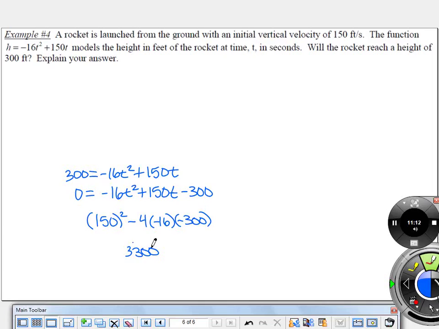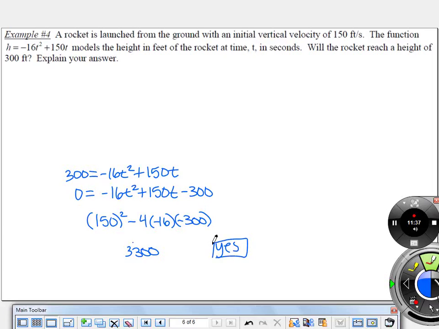But here's my question. Is the rocket going to reach 300 feet? Yes. Okay? How do I know? Because the discriminant exists, meaning when I plug this number into the quadratic formula, am I going to be able to go calculate some solutions? Yeah. Okay? So it's going to work. Okay? So my answer is yes.